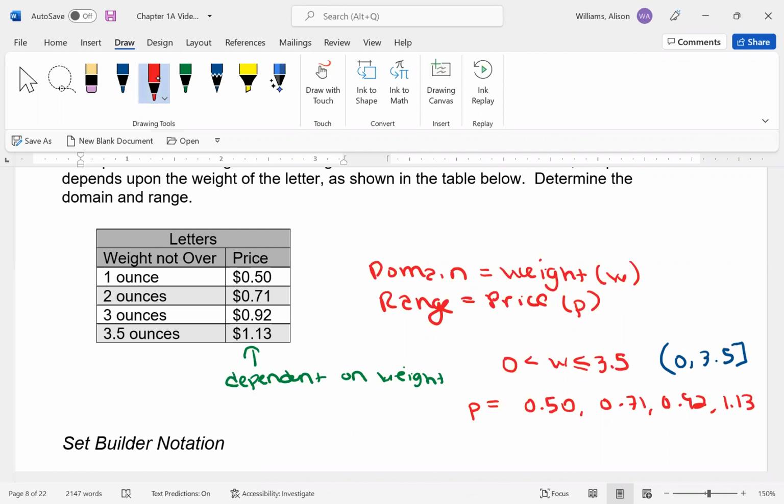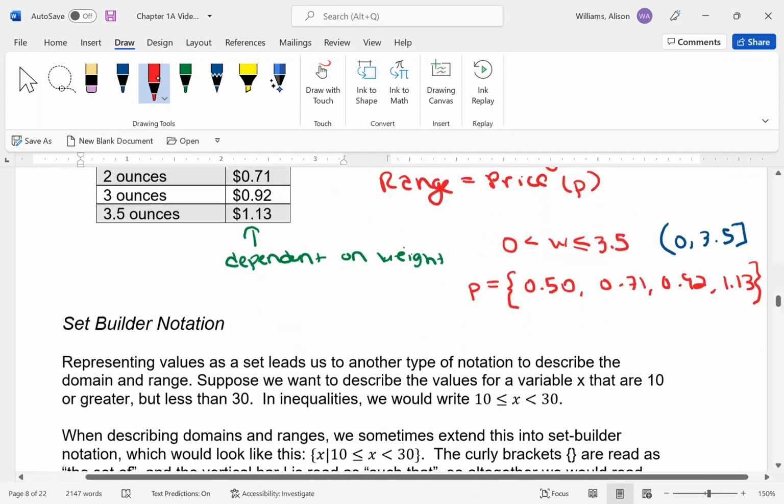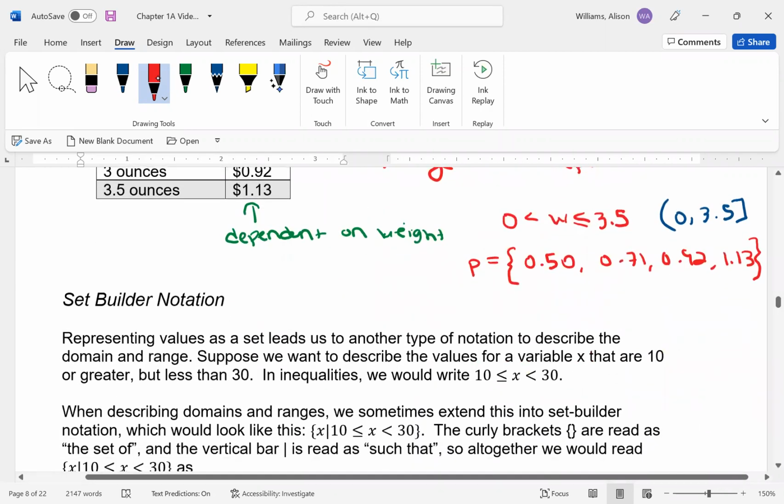I didn't include ounces when I talked about weight, so I'm not going to include them here. But I am going to include a special notation. Whenever I make a list of values like this that all go together, I put it in squiggly brackets, because this is considered a set of numbers. So the price is going to be one of these four values: either 0.50, 0.71, 0.92, or 1.13.